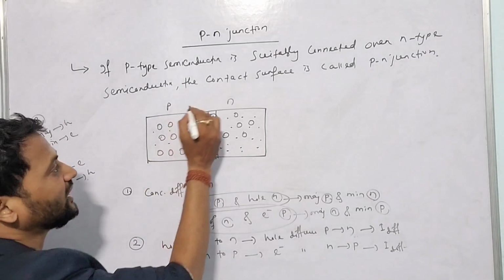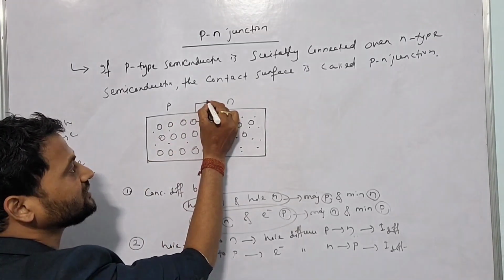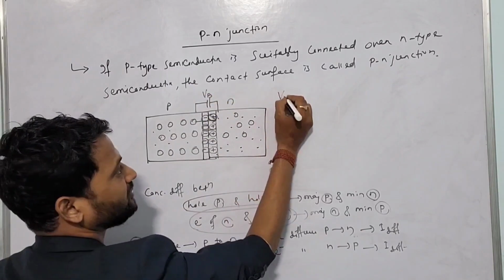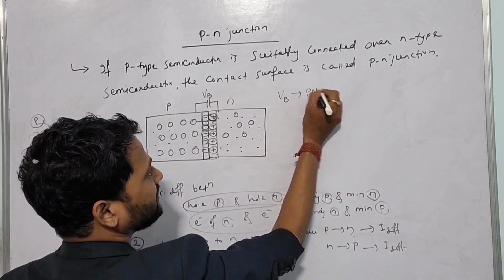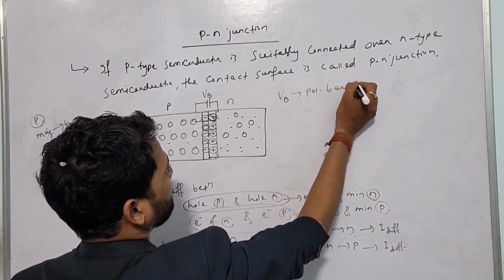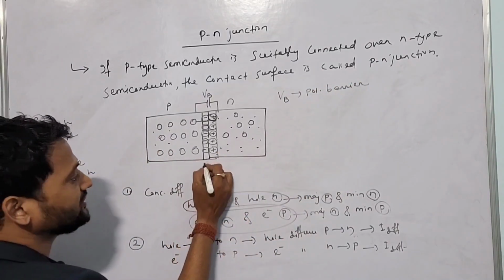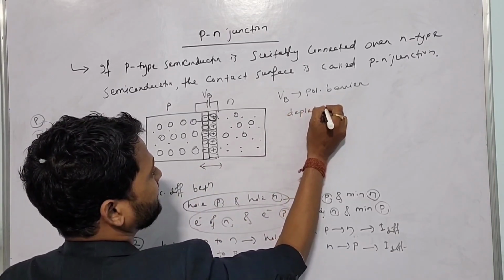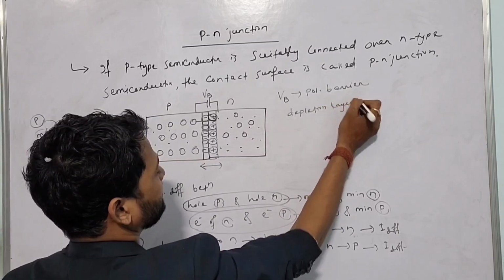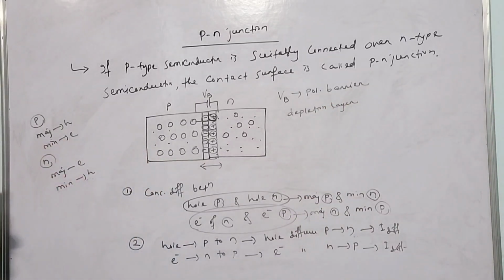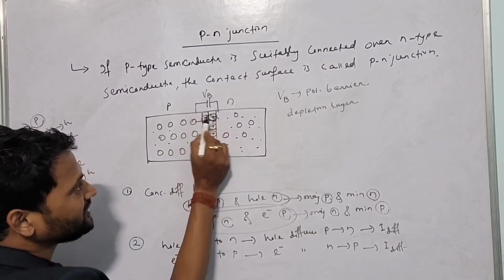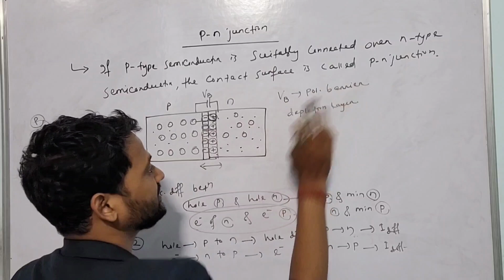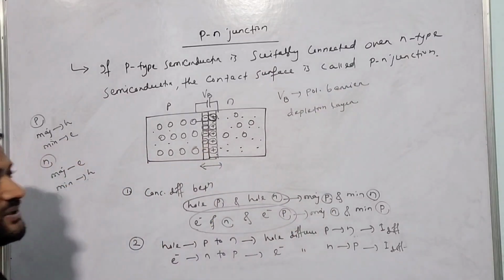Is it clear? And the potential across this junction is the potential barrier. The potential at this junction is called potential barrier. And this layer is called depletion layer. Again, I repeat, the potential difference between these two terminals or at the junction is called potential barrier, and this layer is called depletion layer.